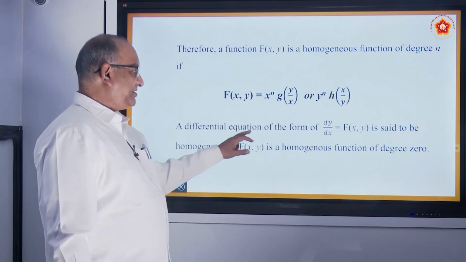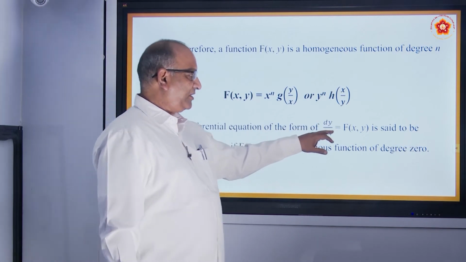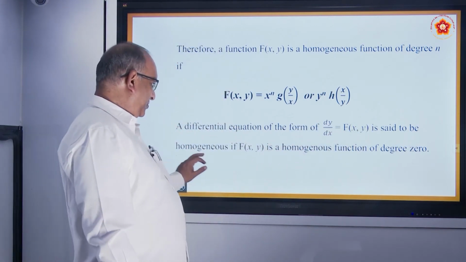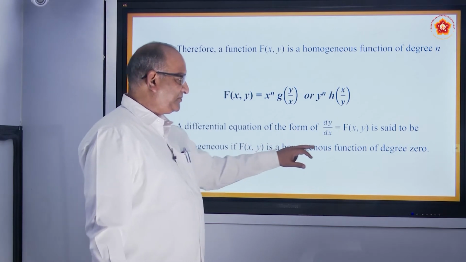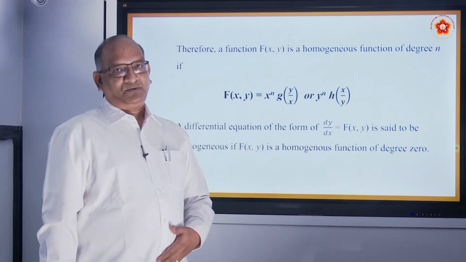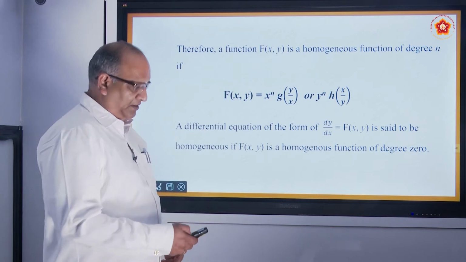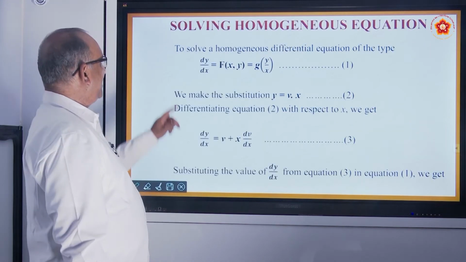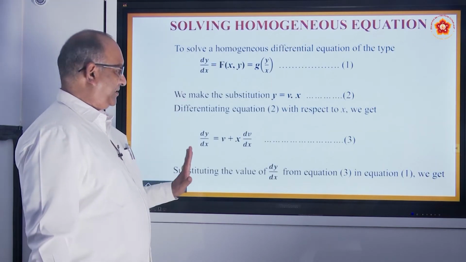A differential equation of the form dy by dx equal to f of xy is said to be homogeneous if f of xy is a homogeneous function of degree 0. Okay, proceed.